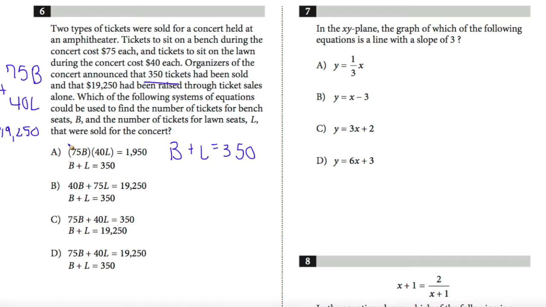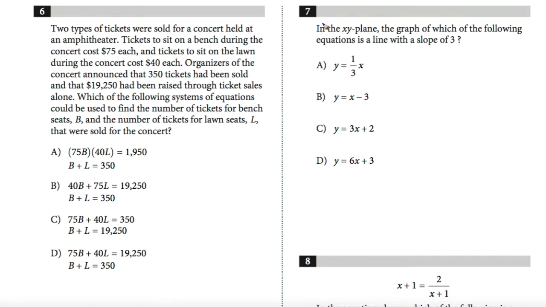For answer choice A, I see here that they have the wrong value. For 40B plus 75L equals 19,250, well, it seems here that they're mixing up the variables, so it's not going to be B. 75B plus 40, well, here they're mixing up the quantities, so it's not going to be C. 75B plus 40L equals 19,250, yes, it's going to be D.